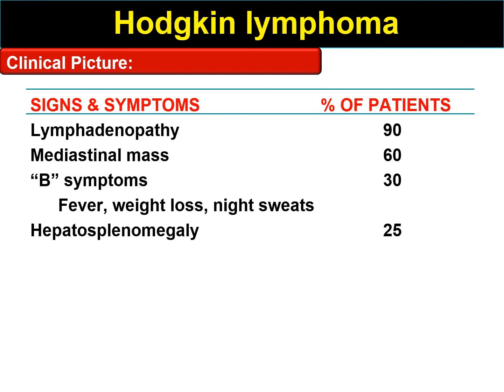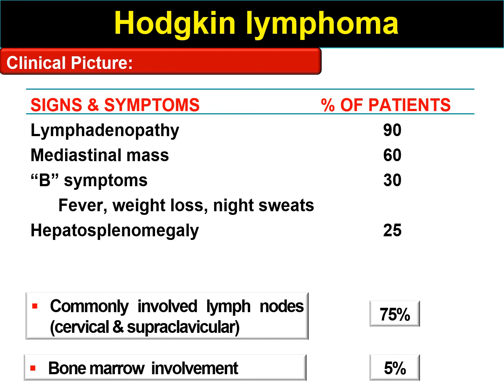So lymphadenopathy is the presenting complaint of about 90% of the patients, while mediastinal mass is present in 60% of the patients. B symptoms are present in 30% of the cases, and the patients that present with hepatosplenomegaly comprise 25% of the patients. The commonly involved lymph nodes are cervical and supraclavicular in 75% of the cases, and only 5% of the cases are associated with involvement of bone marrow.